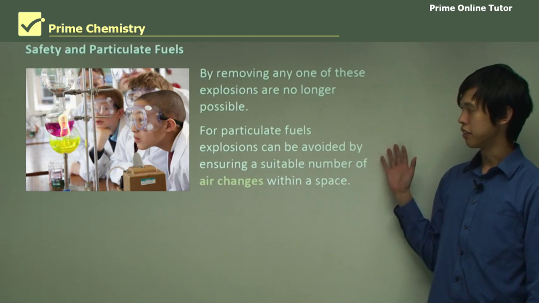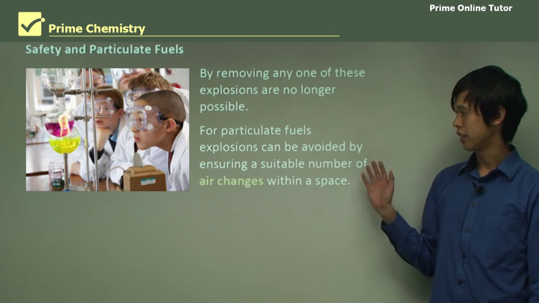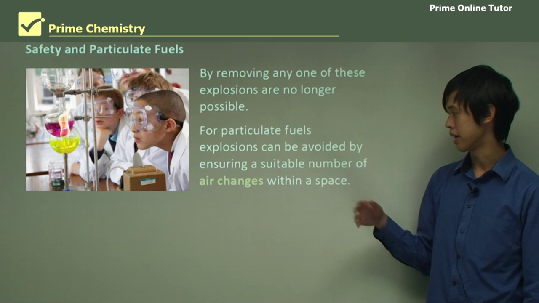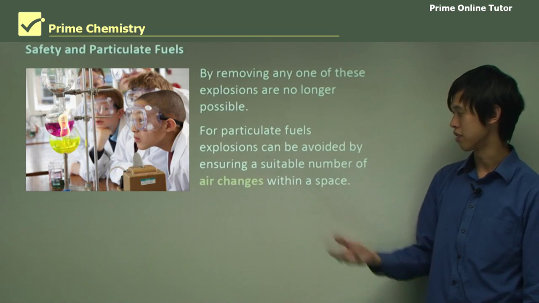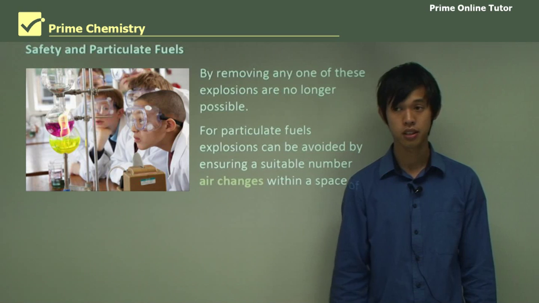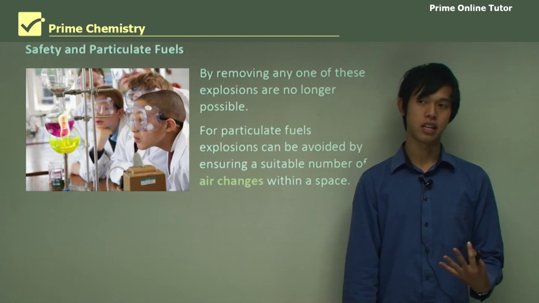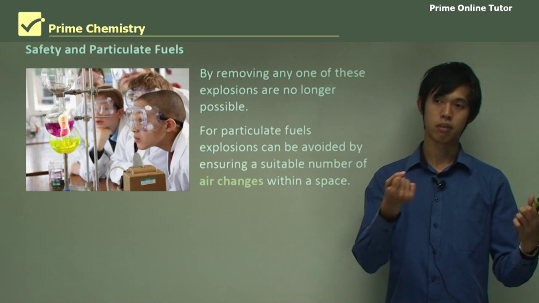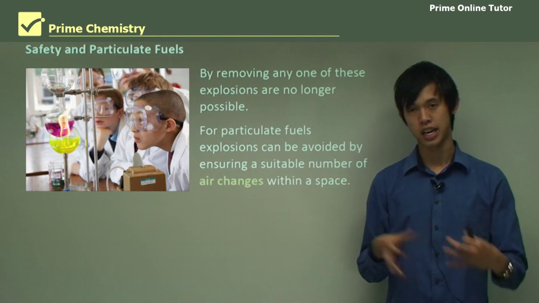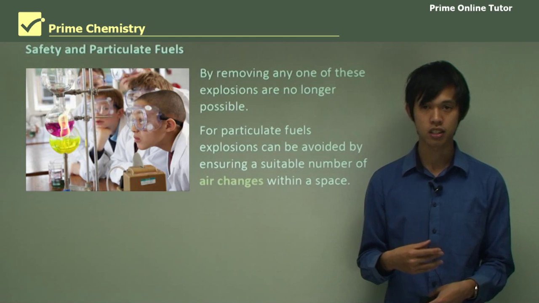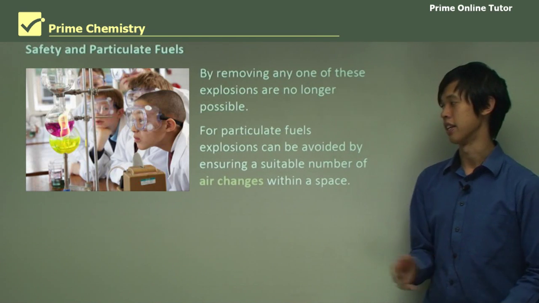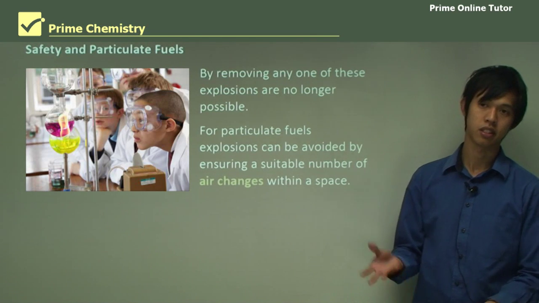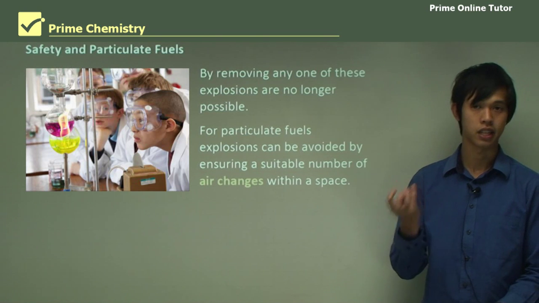So for particulate fuels, explosions can be avoided by ensuring a suitable number of air changes within a space. So what that means is that if you're in a factory working with coal or working with sawmill dust, if you move the air from inside to outside, so have proper ventilation and filtering, you can prevent explosions because obviously you're taking the dust and particles out of the air.